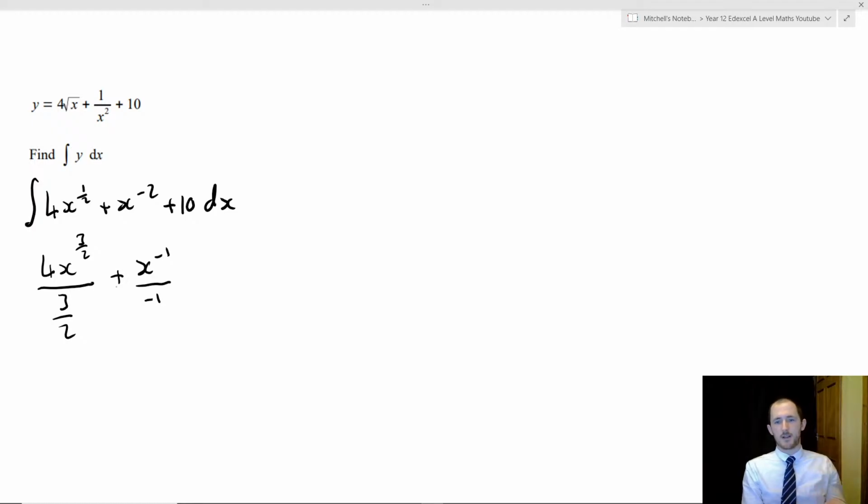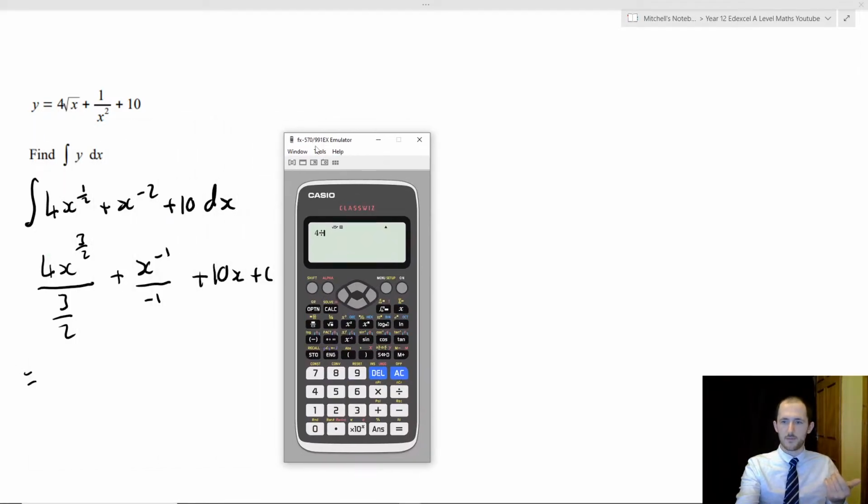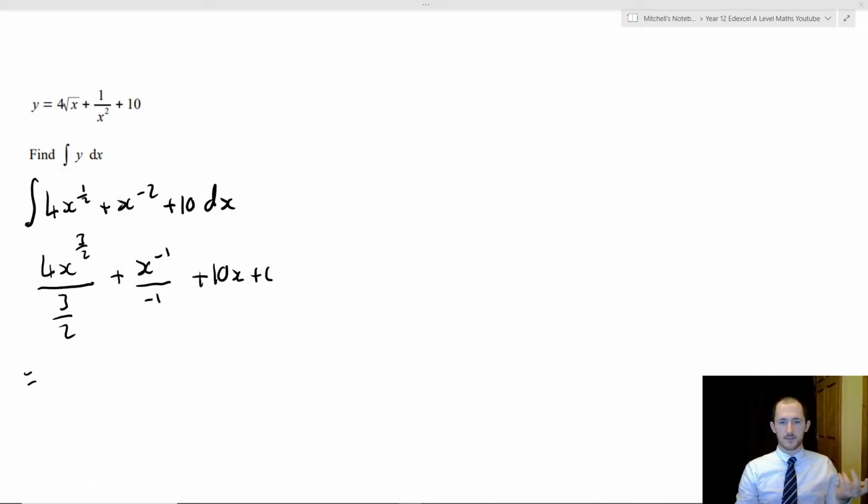Don't just leave it as plus x minus 1, because it's actually going to become minus x minus 1, okay? Again, this is something that happens all the time. I've seen it from really bright students. So now if we solve this, I'm not even going to take the risk. I'm just going to use a calculator, because we need to be clever about this. 4 divided by 3 over 2 is 1.5. Gives me 8 over 3, so I'll just leave it as that. Okay. And then minus x to the minus 1 plus 10x plus c.